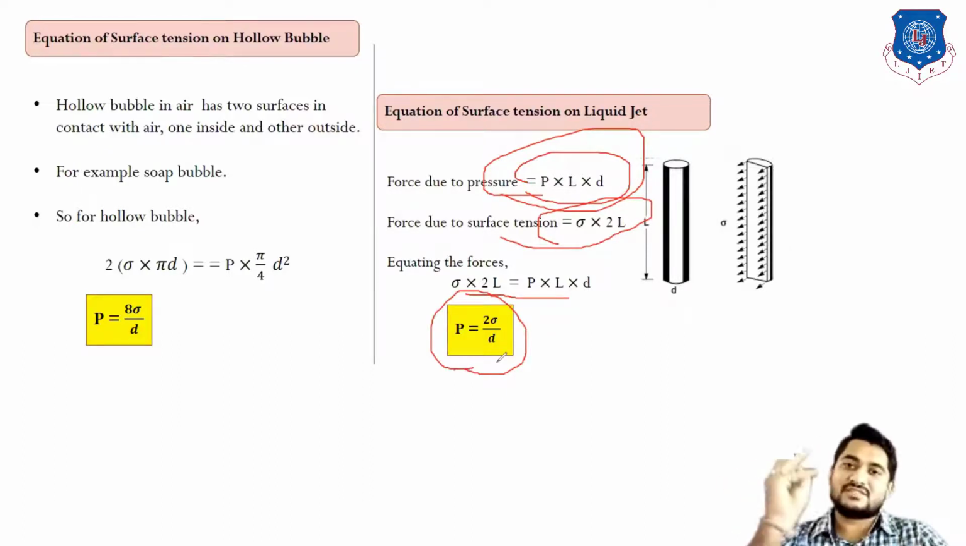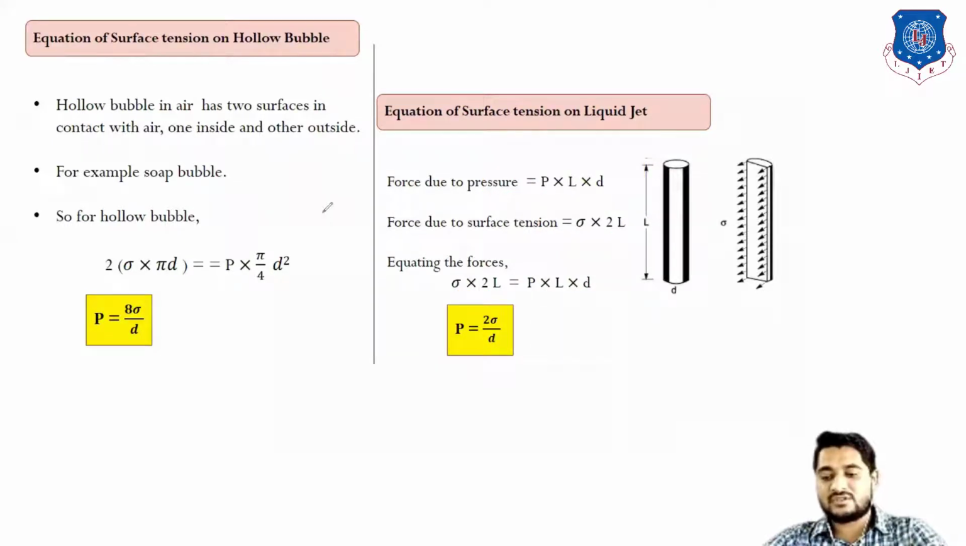Remember, there are three cases. In the first case, for a liquid droplet, pressure is equal to 4 sigma by D. For a hollow bubble, pressure is equal to 8 sigma by D. And for a liquid jet, pressure P is equal to 2 sigma by D. Clear students? Right? So let us move on to the next concept.